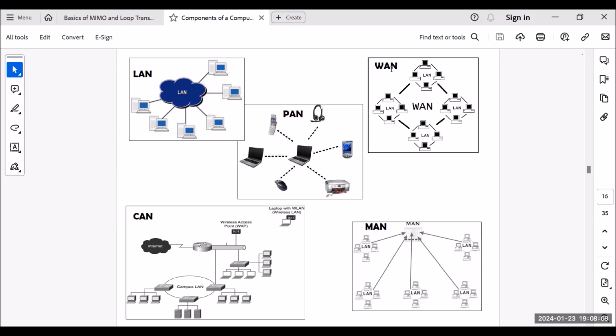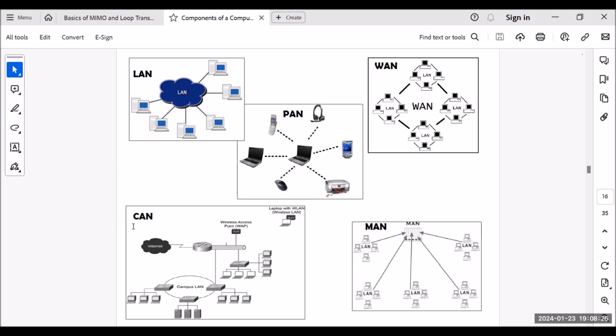Talking about the wide area network, we can see here that it is a LAN system, and that LAN system is connected to another LAN, to another LAN, to another LAN. So a number of LAN networks making a WAN network, and hence incorporating a much wider geographical area.